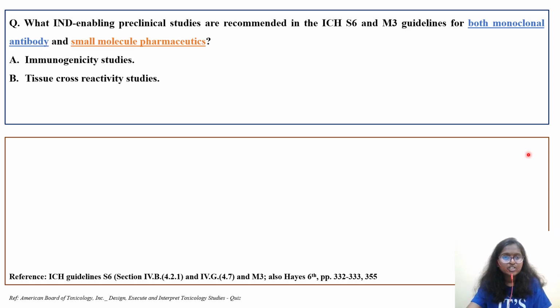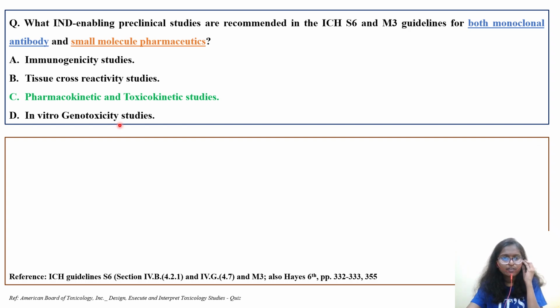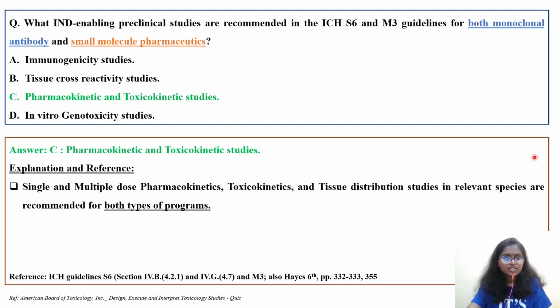So we have option A, immunogenicity studies. Option B, tissue cross reactivity studies. Option C, pharmacokinetic and toxicokinetic studies. And option D, in vitro genotoxicity studies. As you can see, the right answer is in green text. That is option C, pharmacokinetic and toxicokinetic studies.